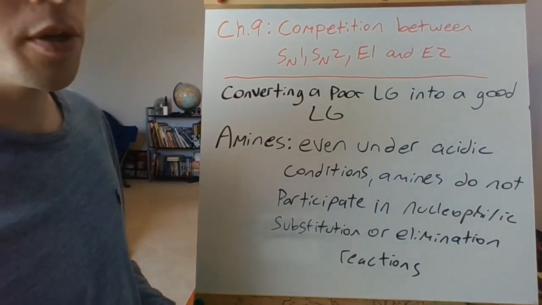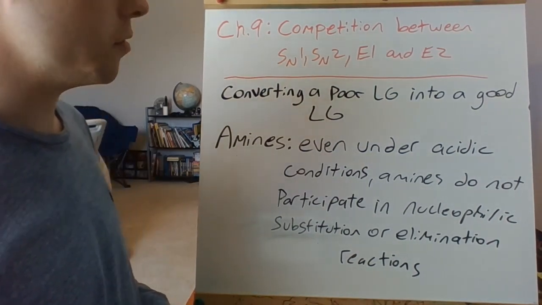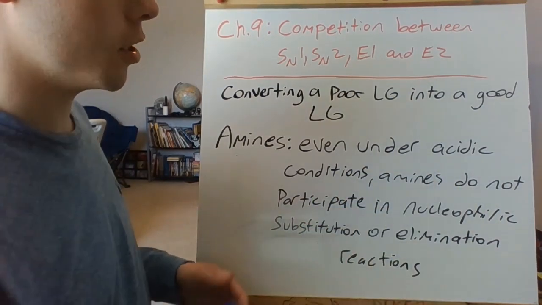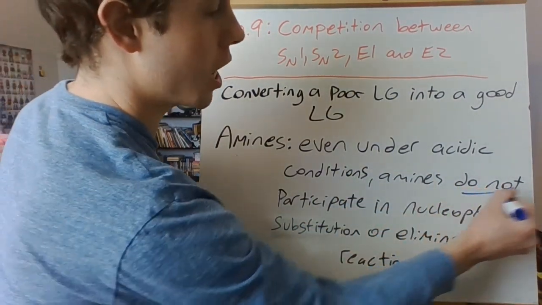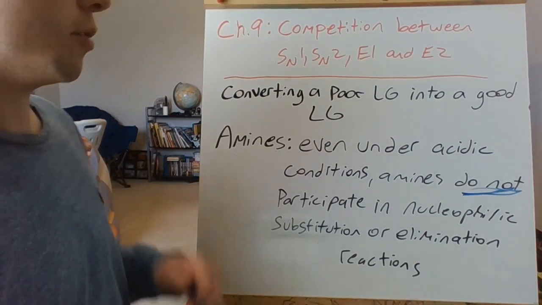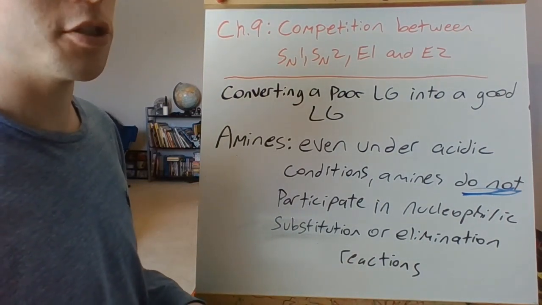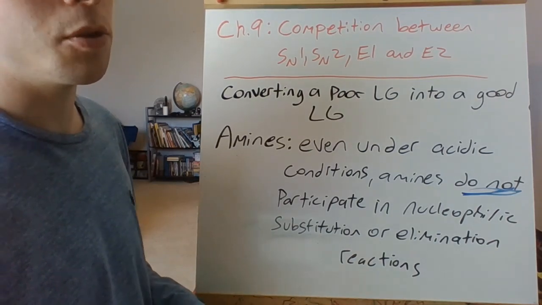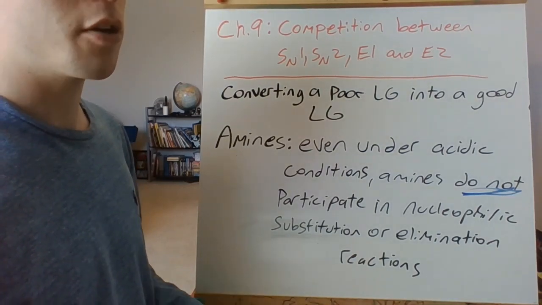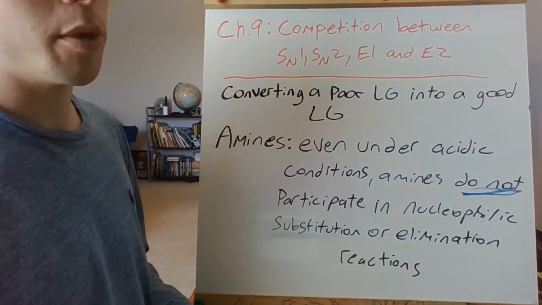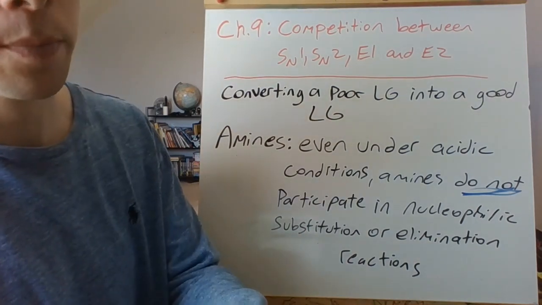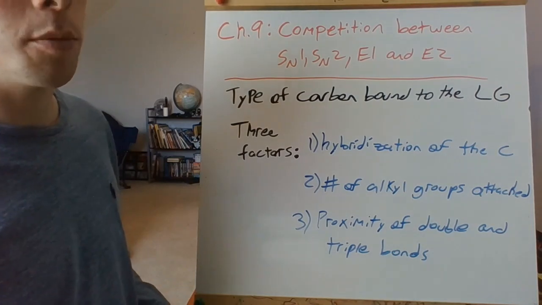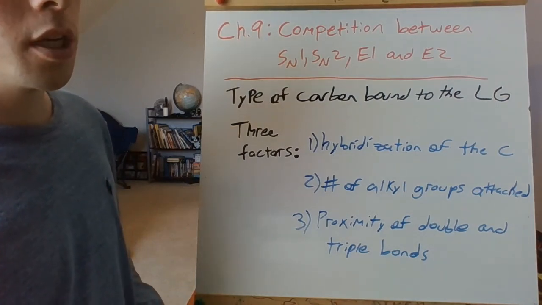So since a protonated nitrogen is still a poor leaving group, keep in mind that even under acidic conditions, amines do not participate in nucleophilic substitution or elimination reactions. And so generally when you're thinking about SN1, SN2, E1, E2, you're not going to be thinking about compounds that contain amines.